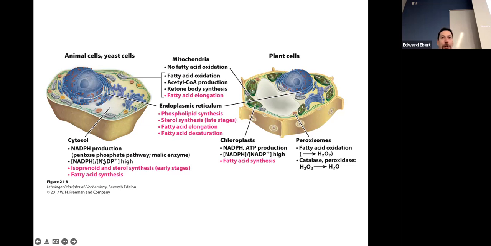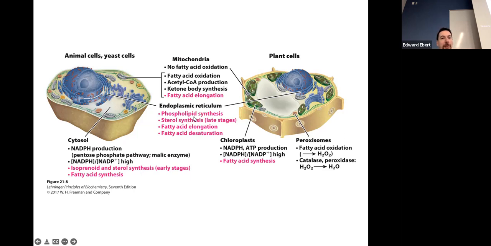Remember long ago, it seems like we talked about the pentose phosphate pathway and our malic enzyme. That's where we're getting our NADPH from. When our NADPH to NADP plus ratio is high, that is again another trigger of a high energy state for the cell. So we can use some of that reducing power to synthesize our fatty acids and our cholesterols. Okay. So isoprenoids and sterol synthesis, which we'll see coming up in a little bit.